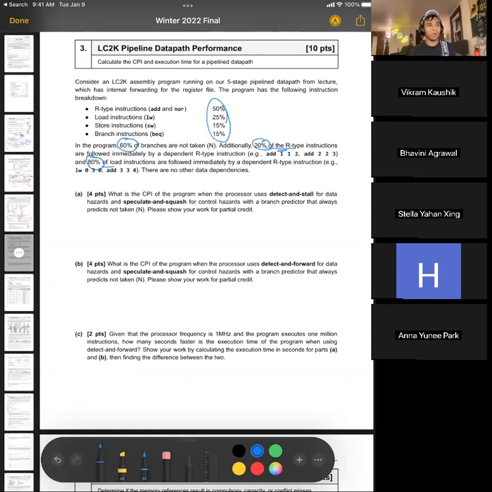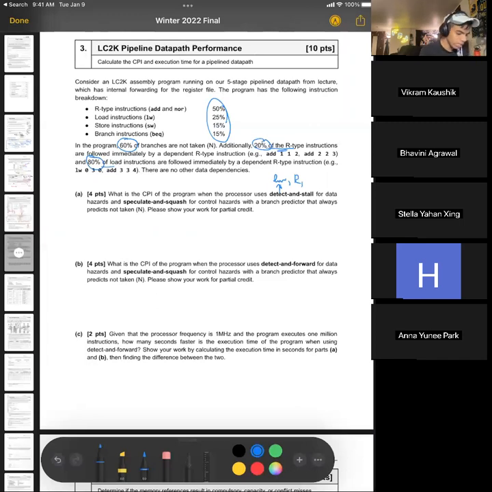The way the detect and stall method works for resolving data hazards is every time we see that there's a data hazard, instead of forwarding or doing anything in the instruction fetch stage, we simply insert a stall. As far as which instructions this applies to, this is going to apply to load and R-type instructions, so loads, adds, and NORs. And so using detect and stall in the 5-stage LC2K pipeline, we have 2 stalls for each of these.